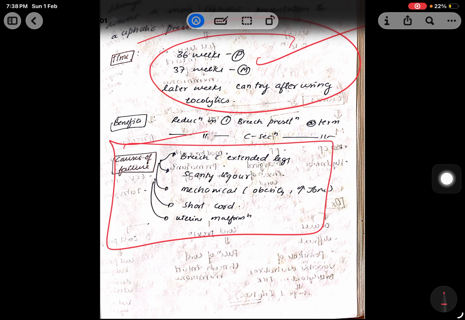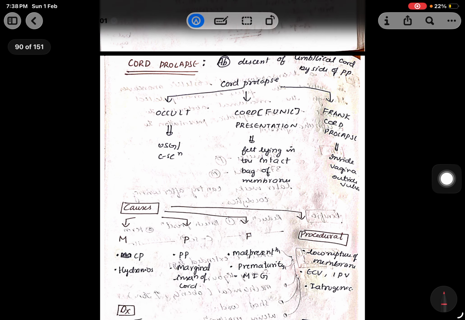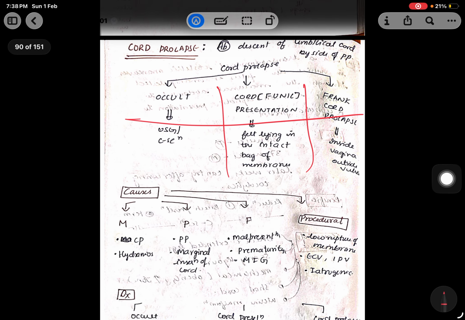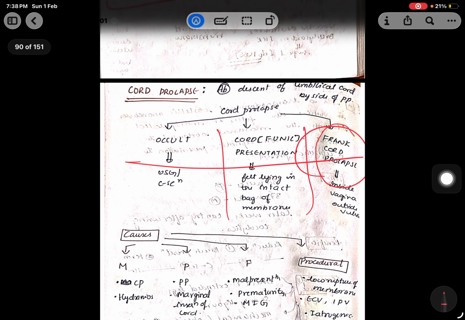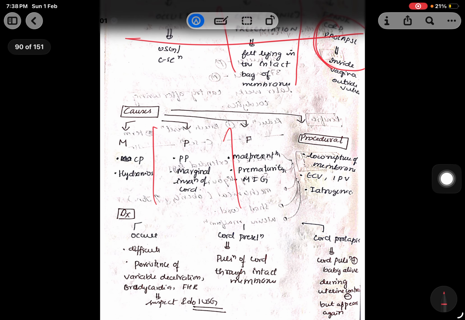These are the causes of failure. Cord prolapse. Again, if you see an umbilical cord during labor, that is nothing but cord prolapse. Again, these are the causes. These are the types. It might be occult, which you cannot see, but you are going to see it in the ultrasound or in the C-section. But what if you can see it? That is called frank cord prolapse. Again, these are the causes.